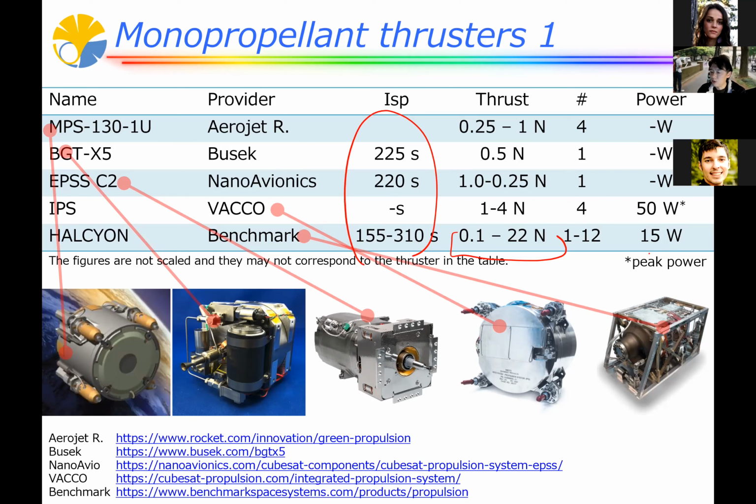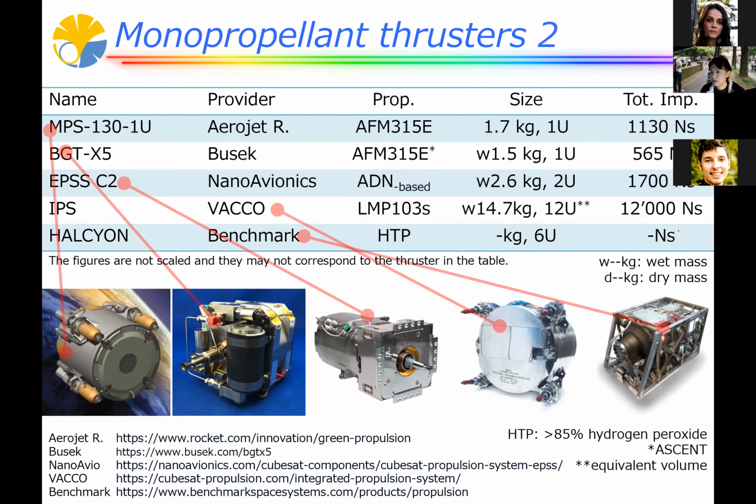Power range depends on the propulsion type, but it ranges from 10 to 50 watts or something like that. And this is the propellant, the size, and the total impulse. Total impulse is much higher than the previous ones. And the propellant is green propellant. These are all so-called green propellant.